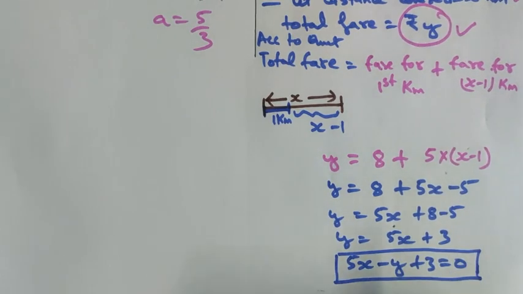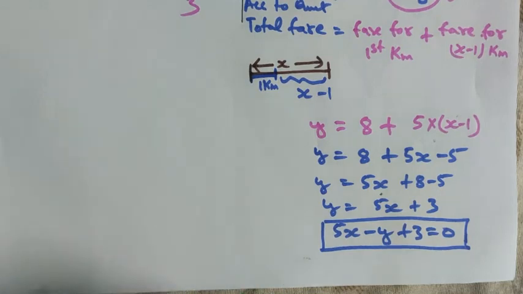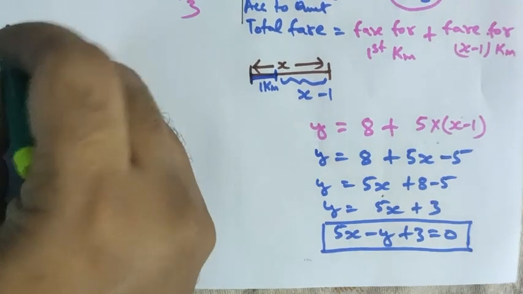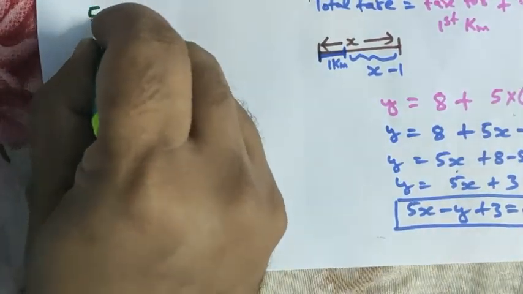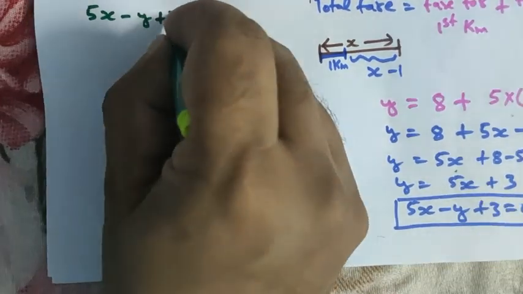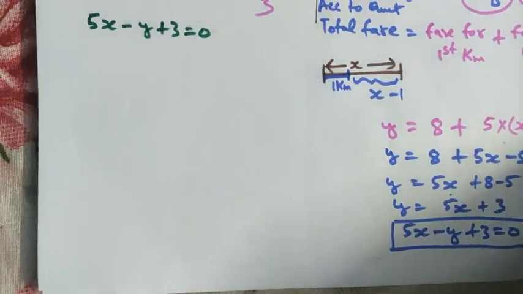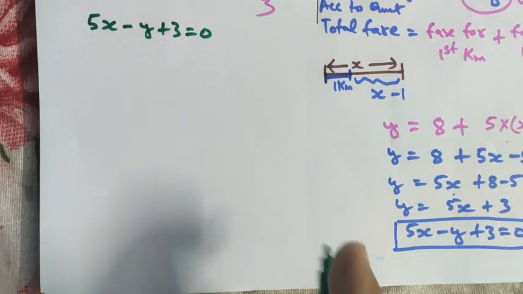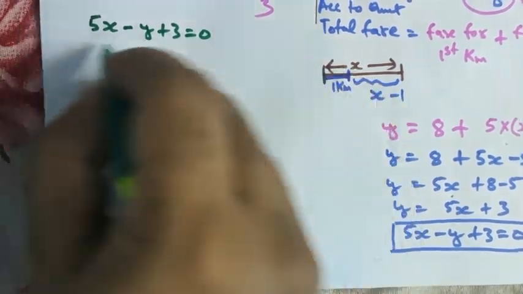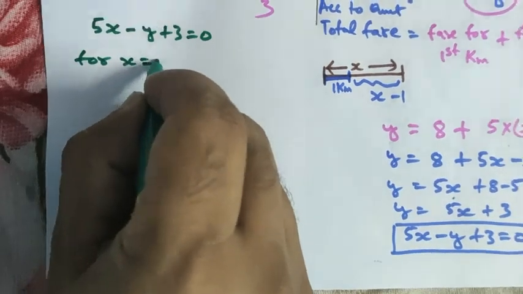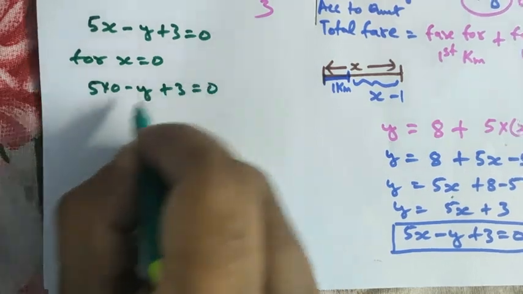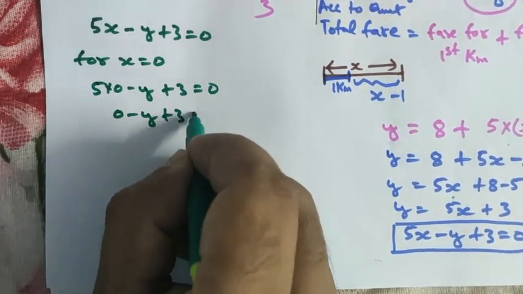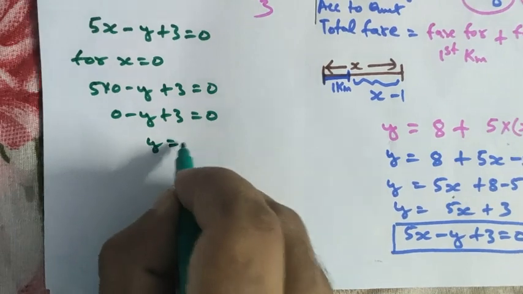Now what we have to do? We have to plot the graph also. So for plotting the graph, we have to take out 3 points as we have done earlier. Our equation is 5x minus y plus 3 equals 0. So first of all, we'll take the value of x equals 0. For x equals 0, 5 into 0 minus y plus 3 equals 0, that is 0 minus y plus 3 equals 0. So y equals 3.